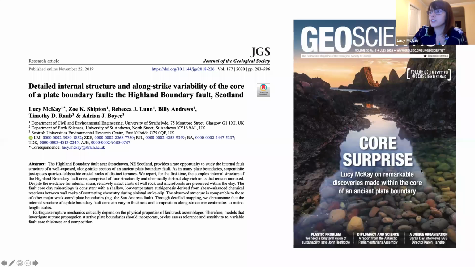So as Graham also mentioned, this research is published in the Geoscientist magazine, and it's also a journal article in the Geological Society of London last year, and it's also been accepted pending edits for an article in Earth and Planetary Science Letters, so that will hopefully be published in due course this year at some point.